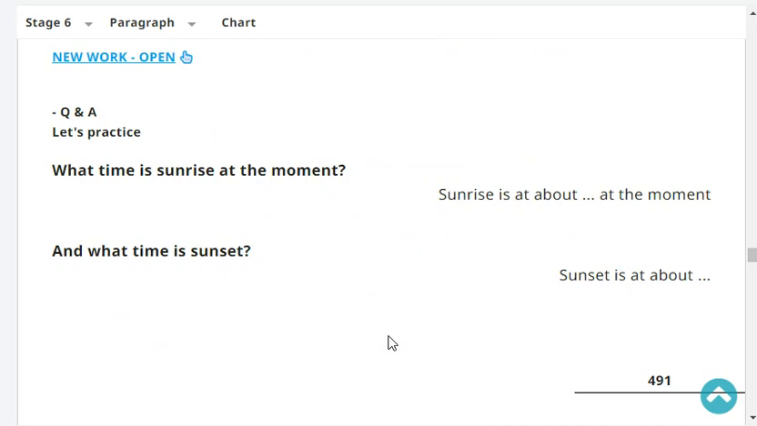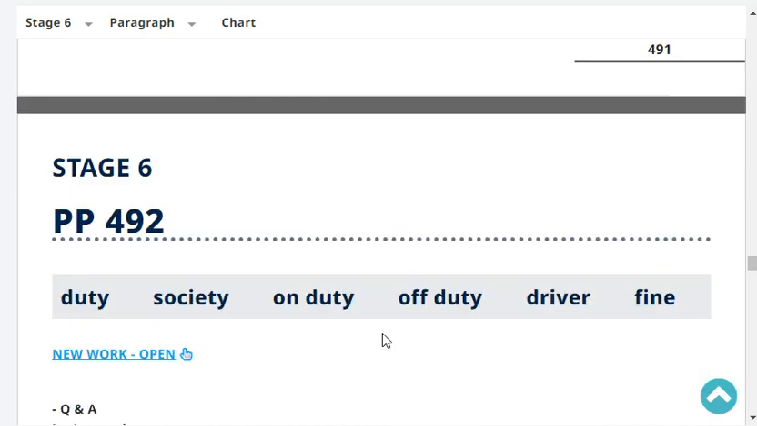Very good. What time is sunrise at the moment? Sunrise is at about 5 a.m. at the moment. Oh, very early. What time is sunset? Sunset is at about 7 p.m. Very good.